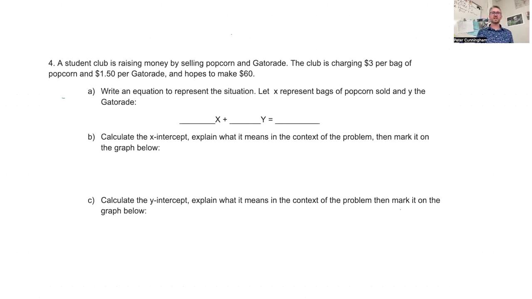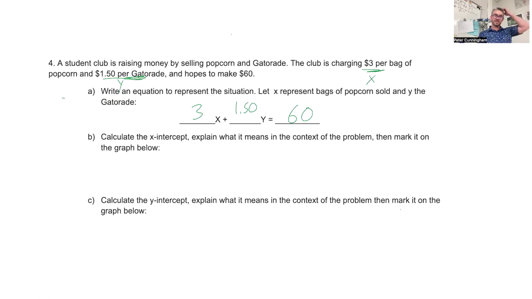Okay, raising money to sell popcorn and Gatorade. $3 per bag of popcorn, $1.50 per Gatorade. So if x is popcorn, I would just go ahead and write the x right next to popcorn, 3x. And $1.50 per Gatorade, that's y. So I've got 3x plus 1.50y, and I'm trying to raise $60.